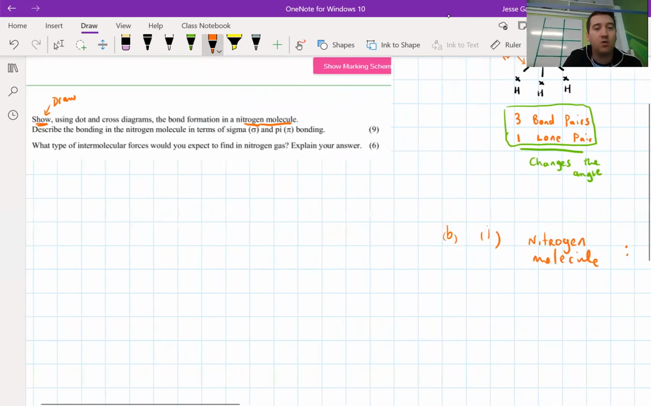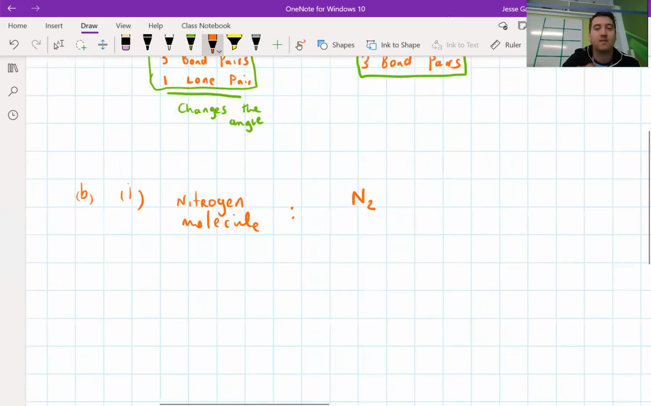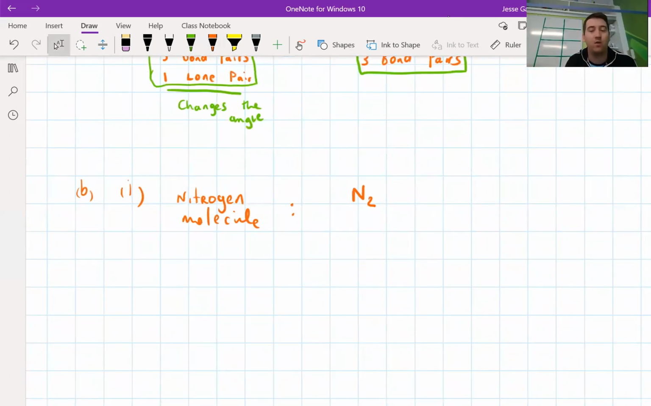It says show the formation of this. So how does this form N2? So using dots and crosses. Again, think about how many valence electrons are in a nitrogen atom. You already worked this out for the question before. Nitrogen has 5 valence electrons.